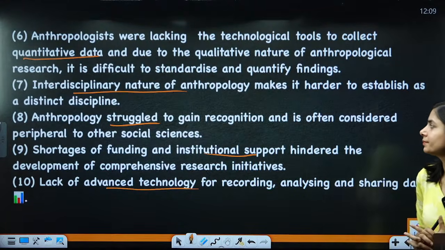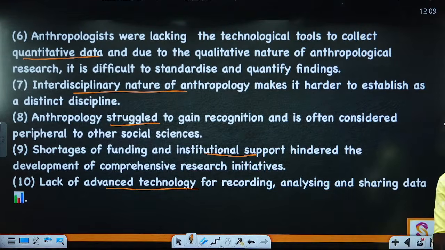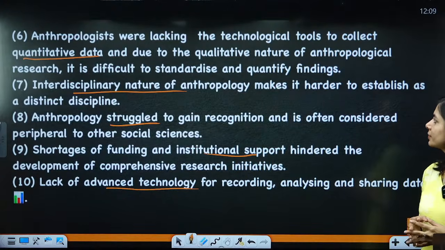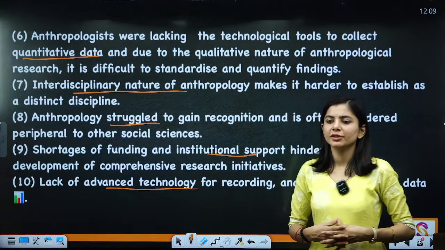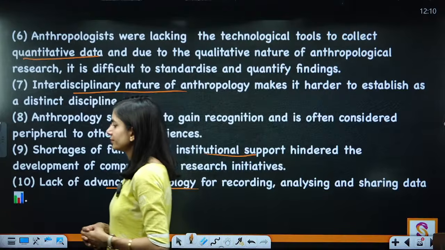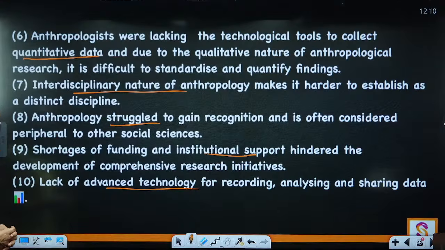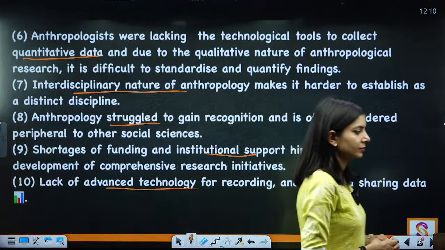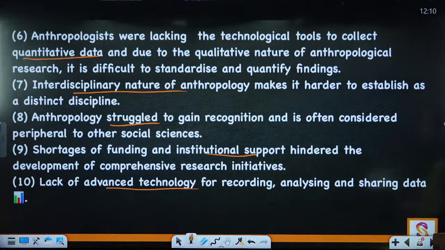So here, write it down. Lack of technological tools, quantitative data. Next, interdisciplinary nature. Next, shortage of funding and institutional support.